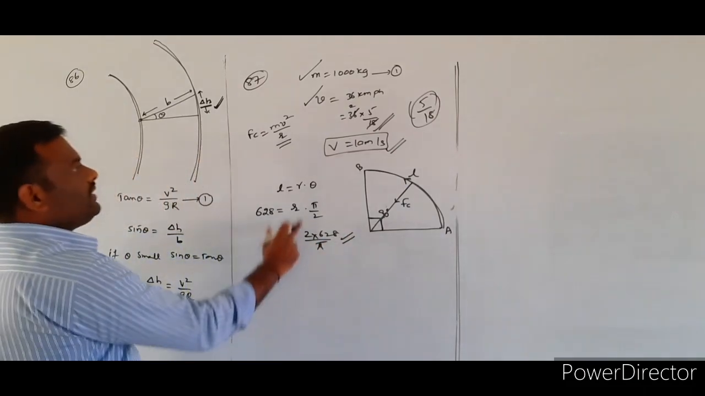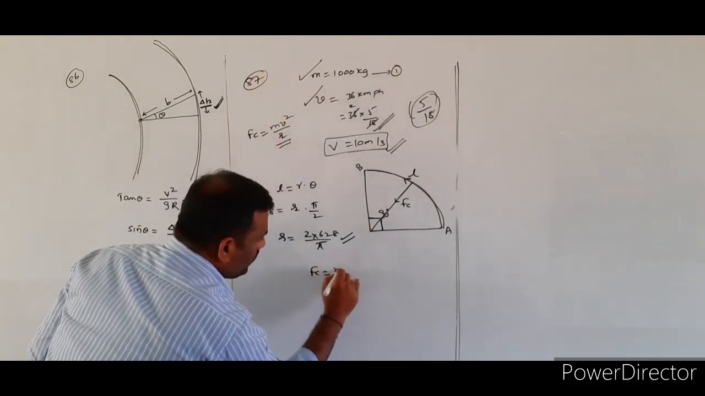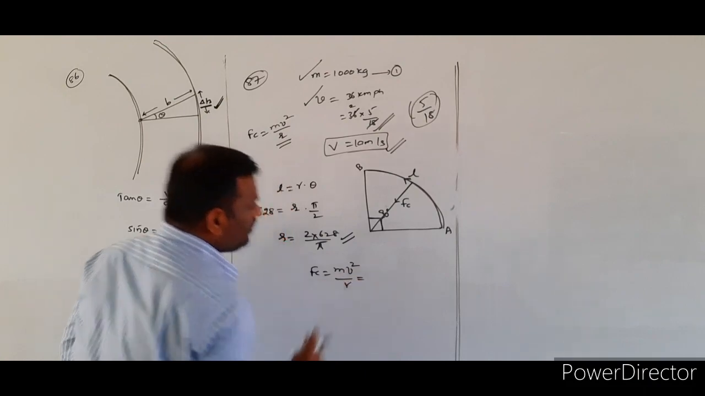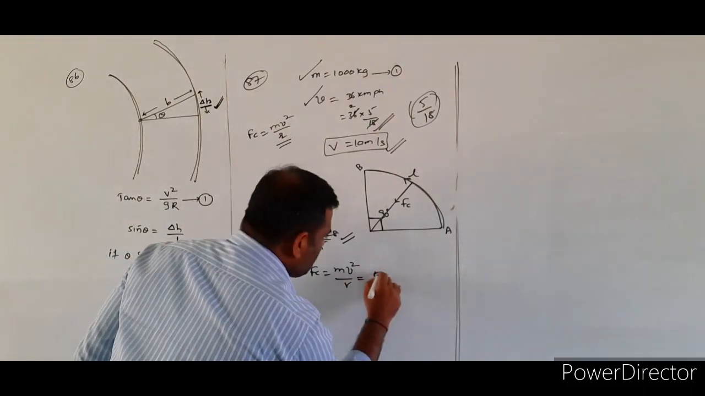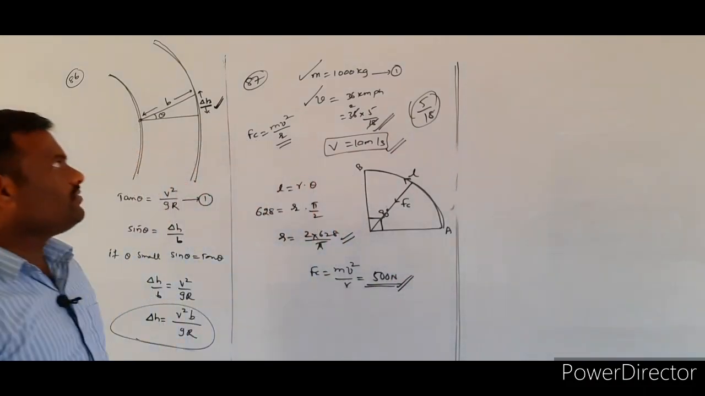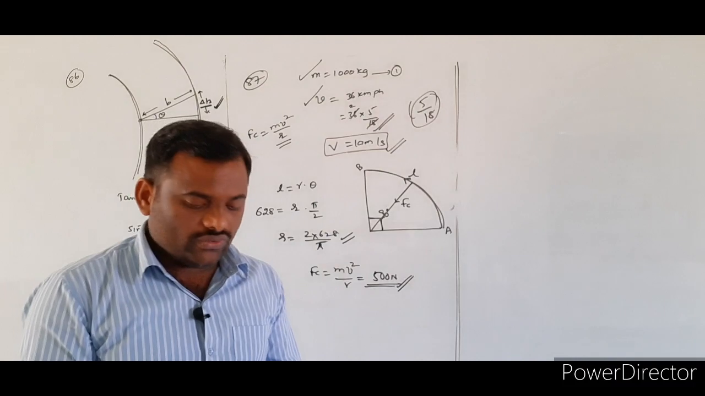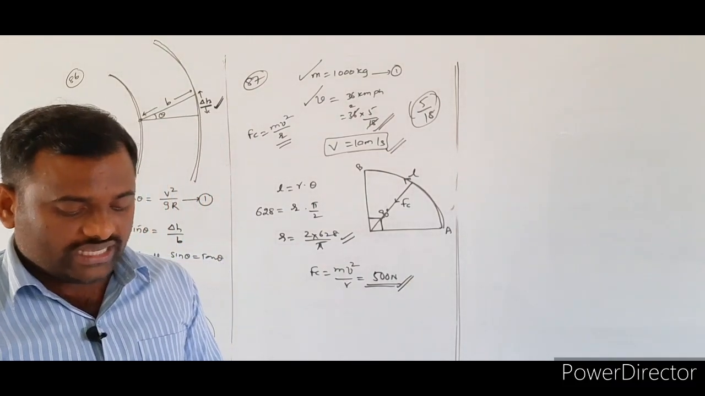If you substitute all these values in the equation Fc is equal to mv square by r, you will get the answer. So the centripetal force is equal to 500 Newton. Like that we have to calculate numerical number 87. Next one.